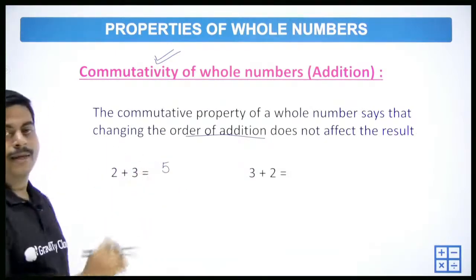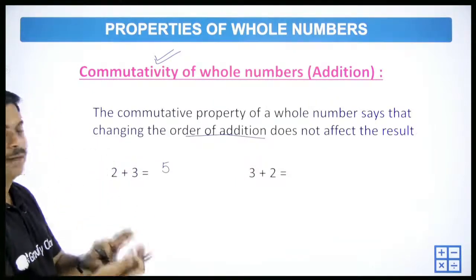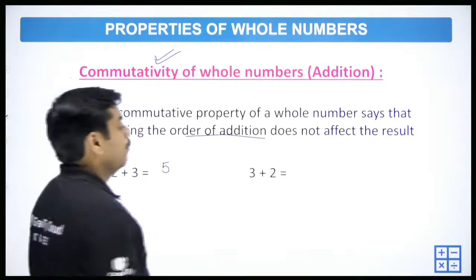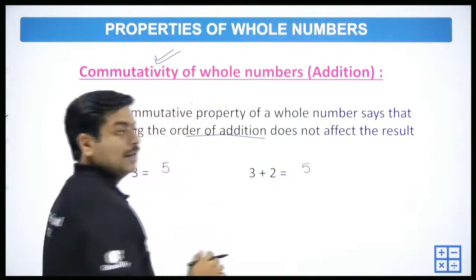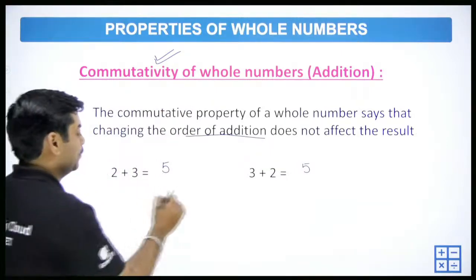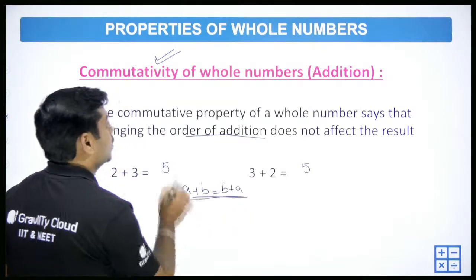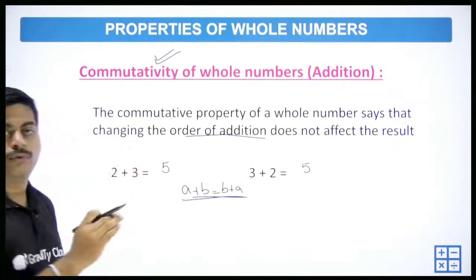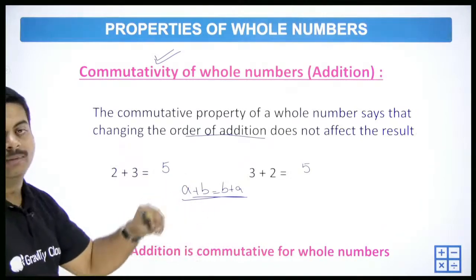In the same way, let's interchange the numbers. So 3 plus 2. What happens with 3 plus 2? To the number 3, you need to add 2 more. That will again give you 5. So A plus B or B plus A, both are the same. So we can say that commutativity is true for whole numbers, or we can say that addition is commutative for whole numbers.